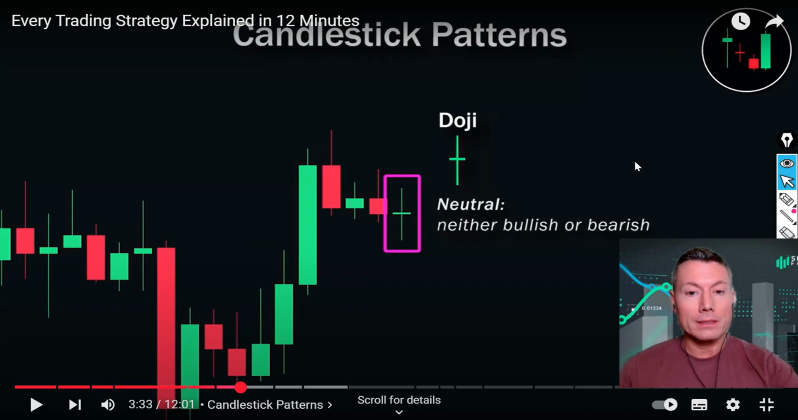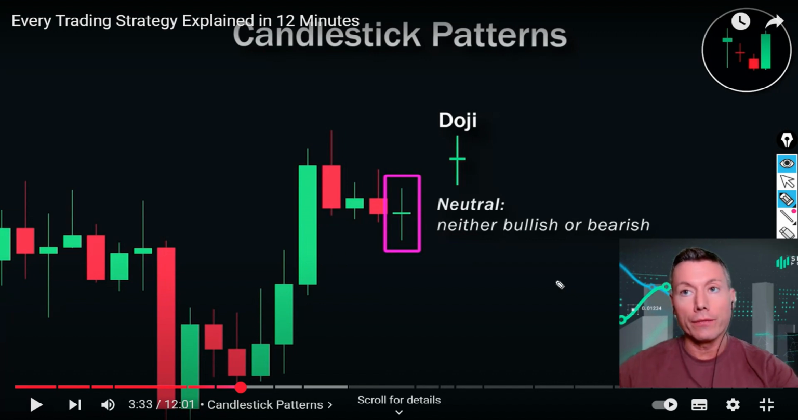Candlestick patterns are the same, right? Your job with any candlestick is to read who is in control. Now, whether it's a doji or engulfing or whatever it is, just look at the candlesticks, right? This tells you buyers are in control. This tells you buyers are in control. This one tells you sellers are in control. All right, so that's all you need to do with candlesticks.